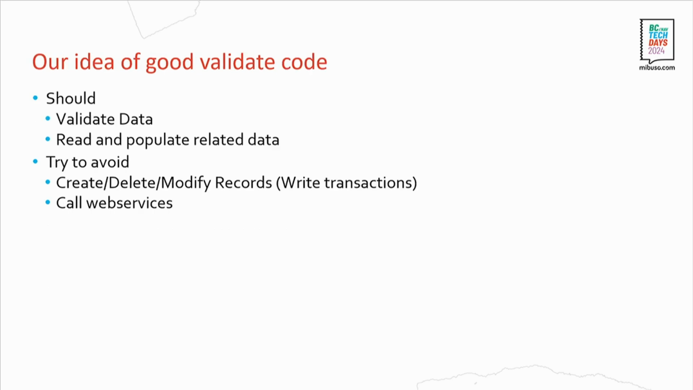So now what is our idea of good validate code? Validate code itself should validate the data. Like you want to validate if the data that the user puts in, or that somehow gets written into the field, is valid. And then also, because we don't really have a better place to put this, read and populate related data.